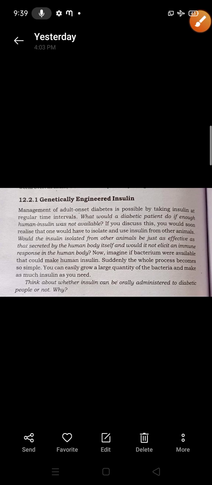Good morning, students. Today we will discuss genetically engineered insulin. This is the major achievement of biotechnological application, the production of insulin. Many people are suffering from diabetes in the whole world, so at that time this achievement was very important for human welfare.